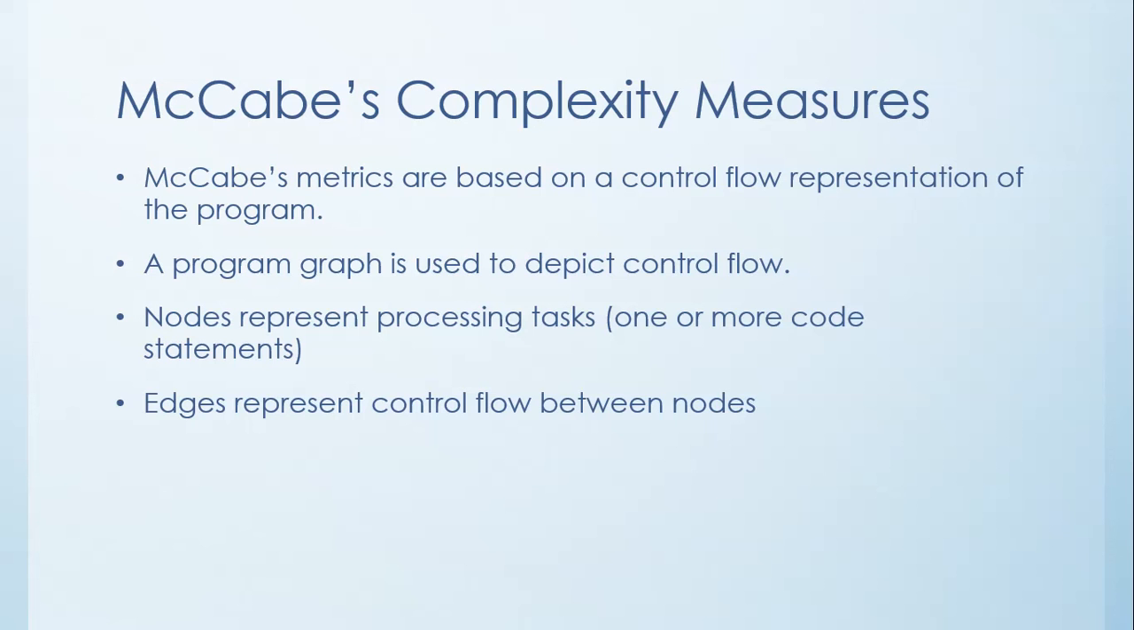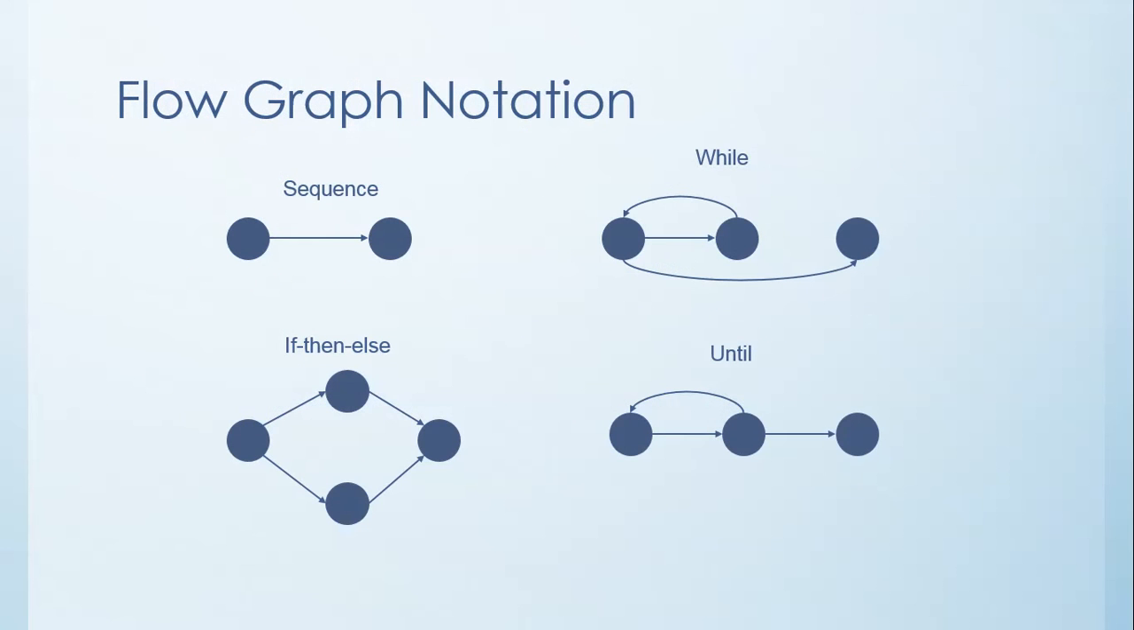Okay, so other than Halstead, for complexity measures, you also have another guy named McCabe. McCabe metrics are based on a control flow representation of the program, and we're going to do a bit of graphing for this, so we are going to have nodes and edges. Nodes represent the processing task, where there are one or more code statements, and the edges represent the control flow between the nodes. So if you have a sequence, it looks something like this, where one statement leads into another statement leading to another statement going along.